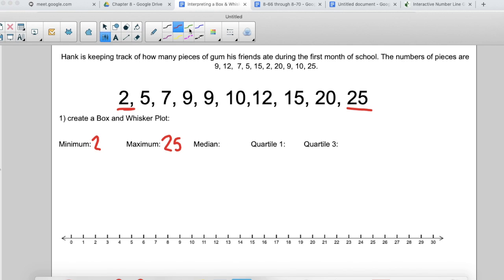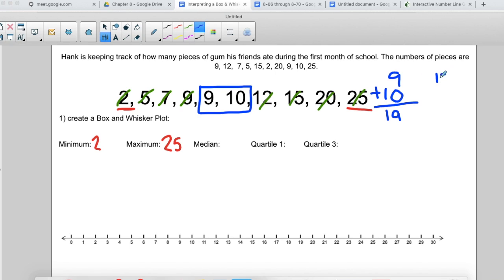Now to find the median, we need to cross off one of the small numbers and one of the large numbers, and we have to keep doing that until we're left with one number. However, in some cases, like this one, we are left with 2 numbers. When you are left with 2 numbers, you have to go off to the side and find the average of them. So that means you're going to add them up, and then you're going to divide by 2.